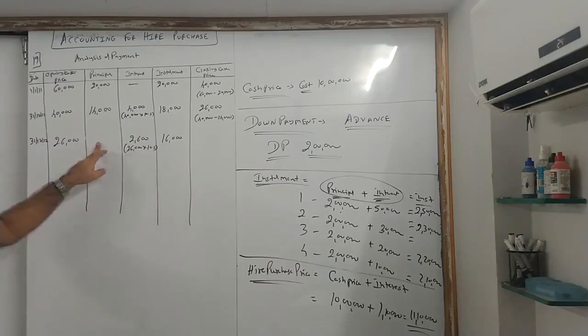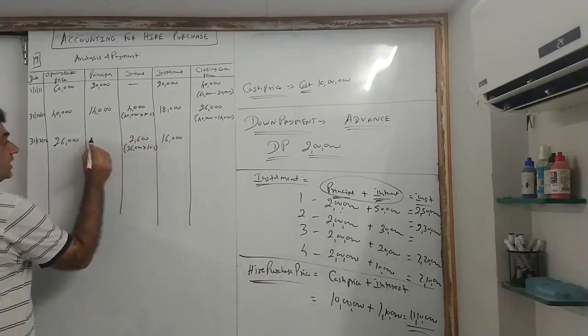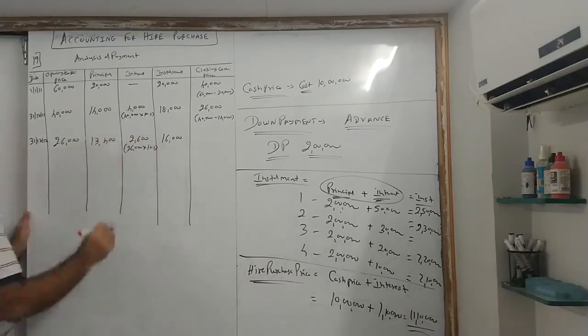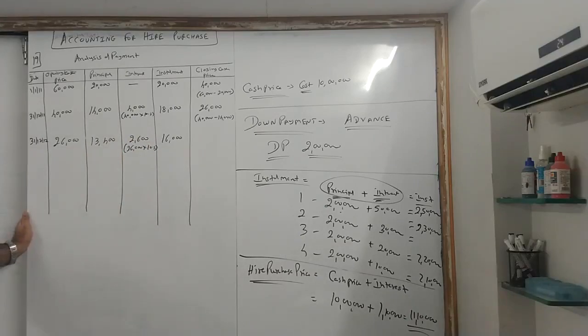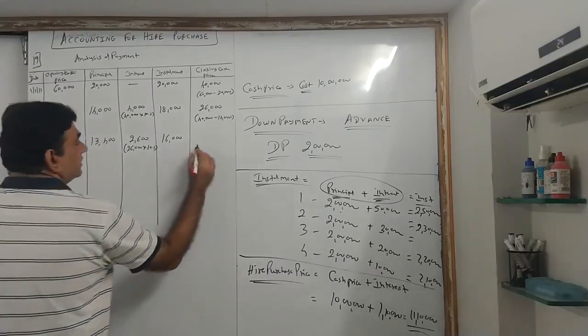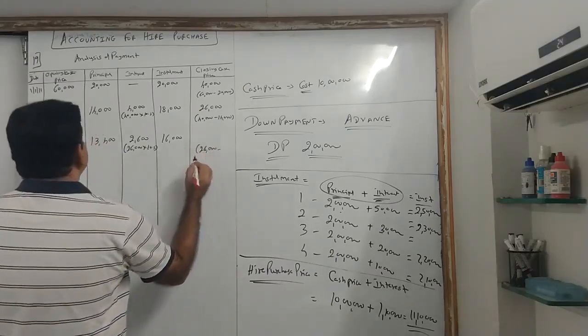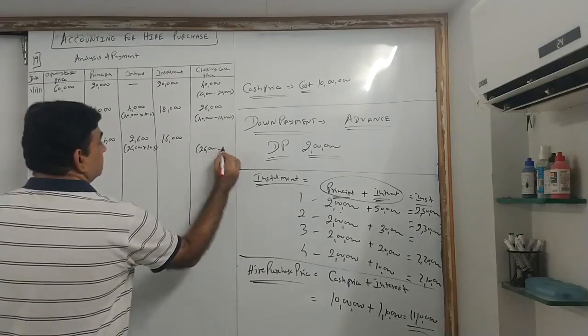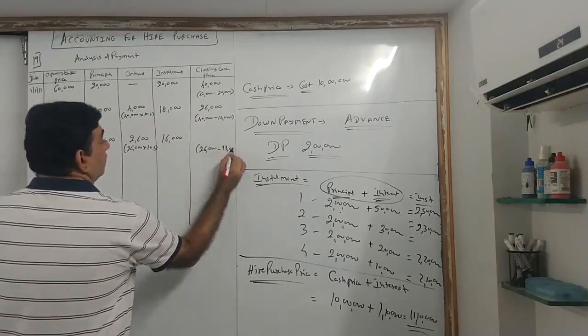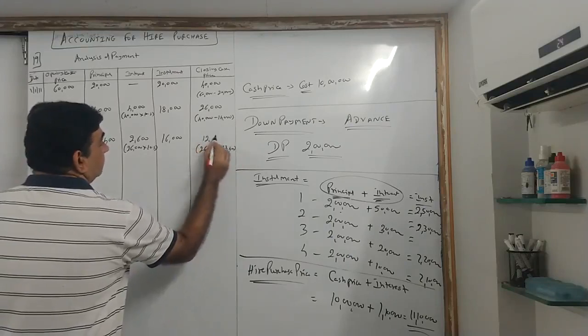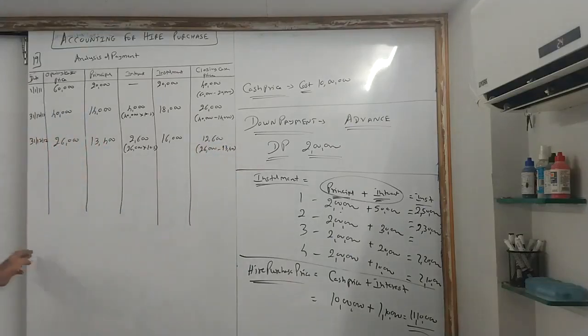So what will be my principal? Principal plus interest is installment. So 16,000 minus 2,600, 13,400 will be my principal. Getting it? Now closing, again the same thing: 26,000 minus 13,400 will give you 12,600. Getting it now? Opening minus principal.